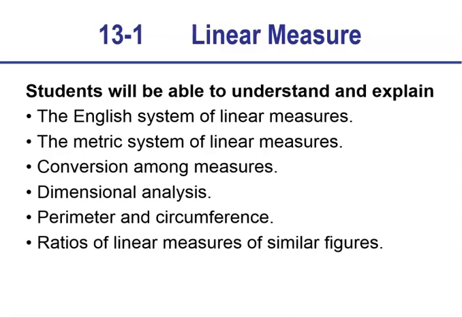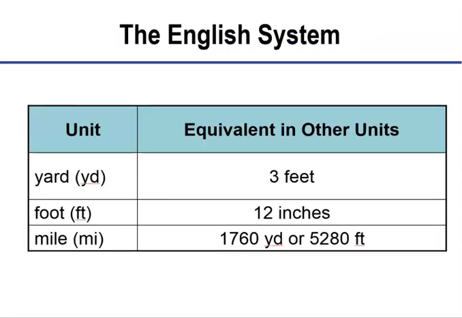So at the end of this section, you should be able to understand and explain the English system of linear measures, the metric system of linear measures, conversion among measures, dimensional analysis, perimeter and circumference, and ratios of linear measures of similar figures. So let's start with the English system of measure.